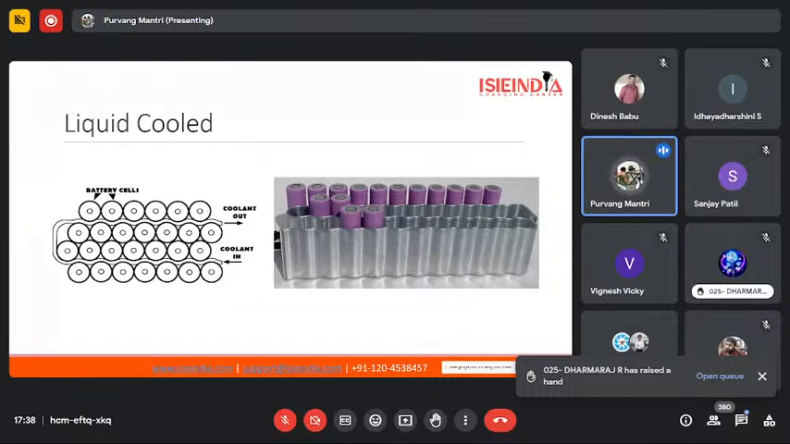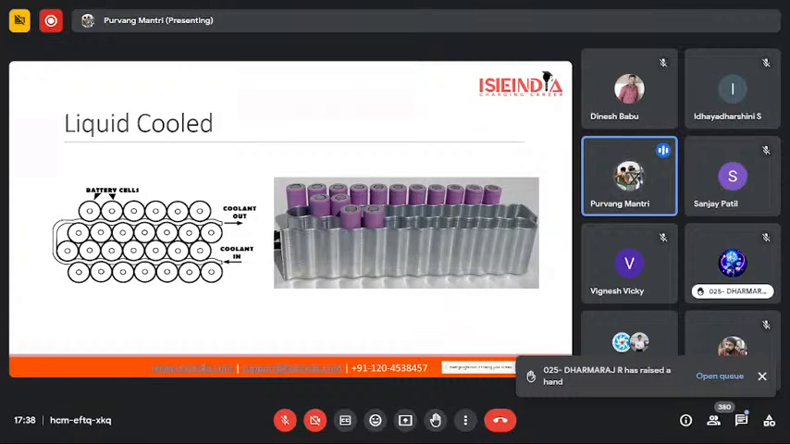Basically, we use something like this. We have channels for the liquid to flow in, and the liquid which we use in this case is a mixture of ethylene glycol and water. It is the same sort of solution which we currently use in our ICEVs for cooling the internal combustion engine. As cylindrical cells are being used, the surface area of the cylindrical cell is highly preferable for cooling with the help of this method.